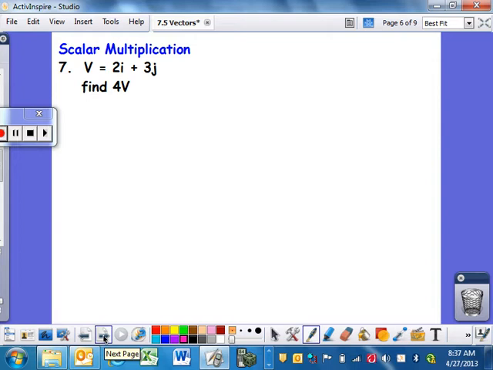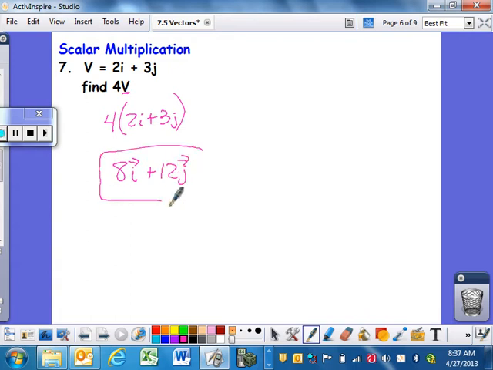Scalar multiplication is as simple as it sounds. You multiply 4 to your v vector. So it's just 4 times, what is my v vector? 2i plus 3j. If you multiply the 4 through, you would end up getting 8i plus 12j. Any scalar multiplication is as simple as that as well.